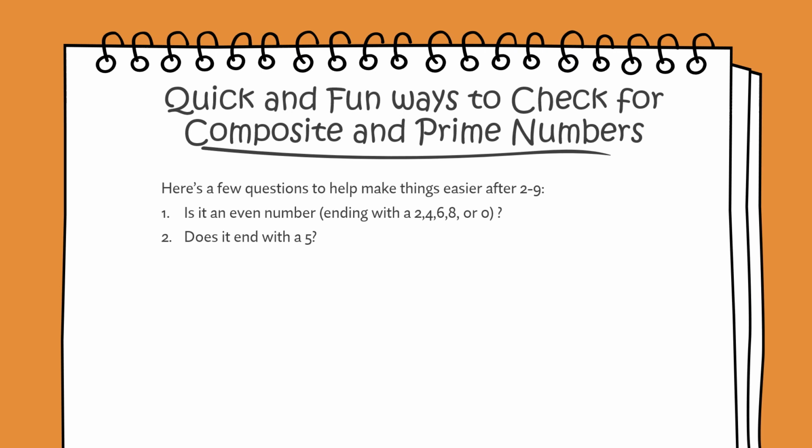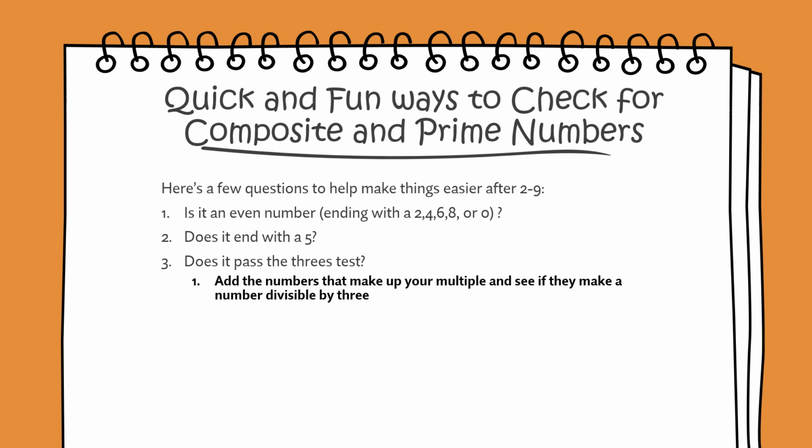If the answer is still no, if it's not an even number and doesn't end with 5, then we go to the next question, which is kind of a kicker at times. Does it pass the threes test? Now, what the threes test is just another way to see if a number divides by 3 without having to see if it divides by 3 going the long way around. So the first thing you do is you add the numbers that make up your multiple and see if they make up another number that's divisible by 3.